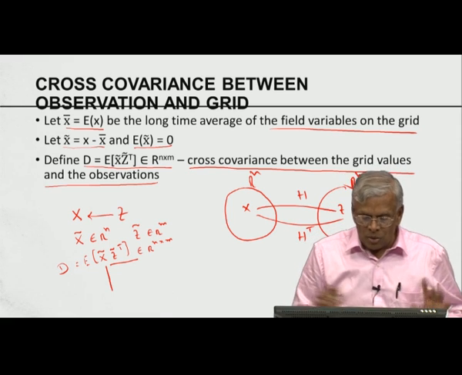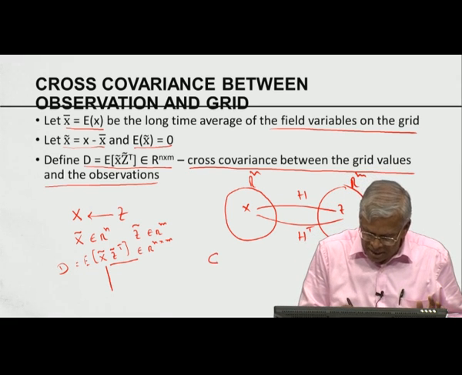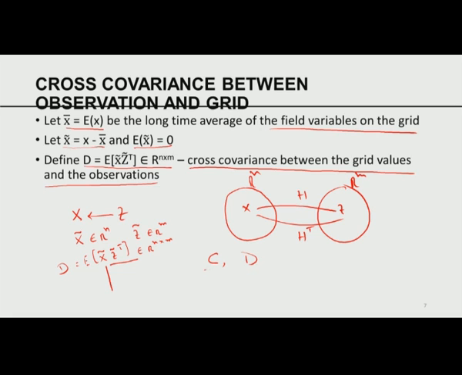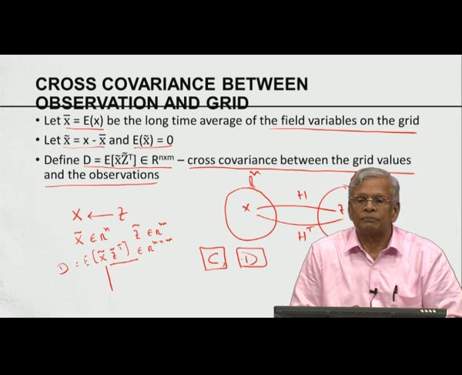So what is it that we have? I have access to C, now I have access to D. C is the covariance of the given field variable of interest at the observation location. D is the cross covariance between the grid and the observation network.